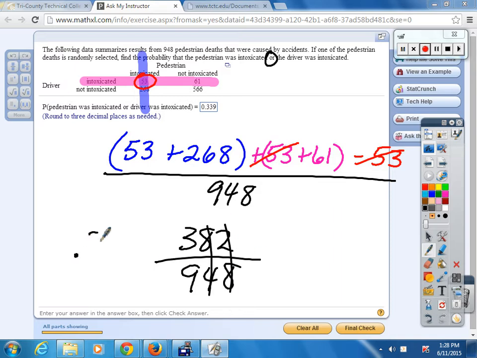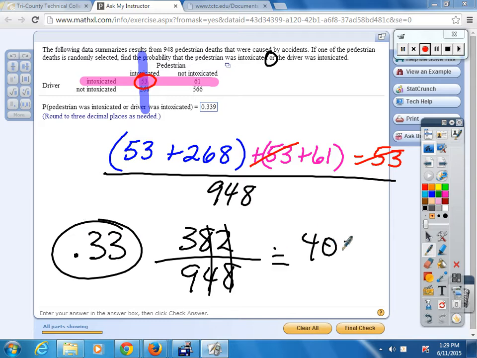I say around 0.33 somewhere. What is it? 0.403. I should have done 400 over 900. I'm sorry, I forgot that was closer to 400. Forget that. What'll it come out to be? 0.403.